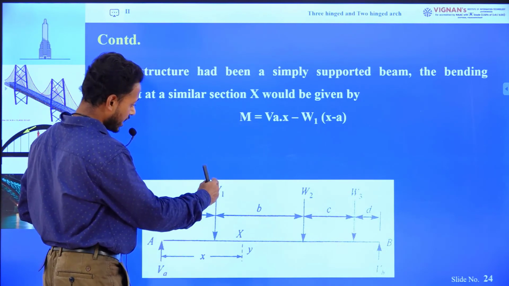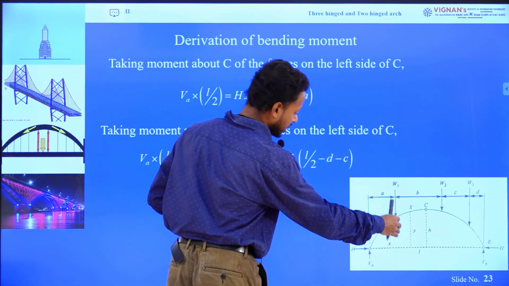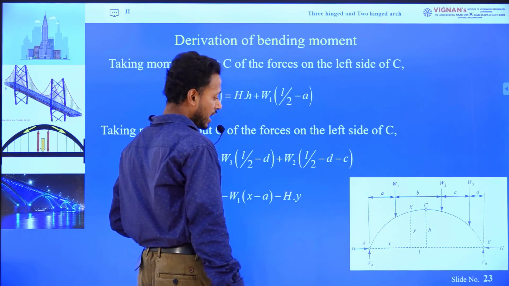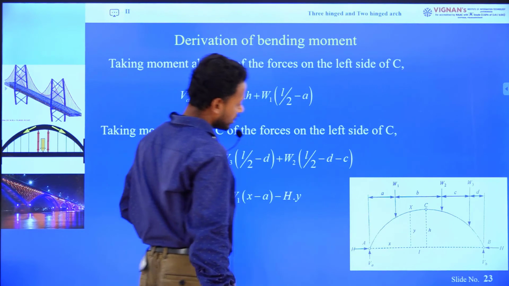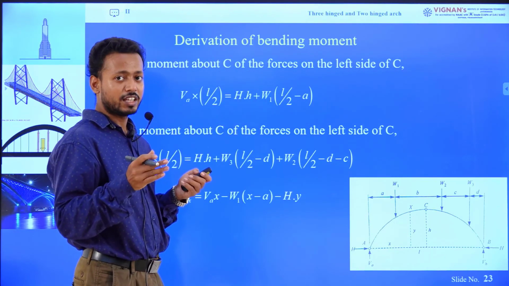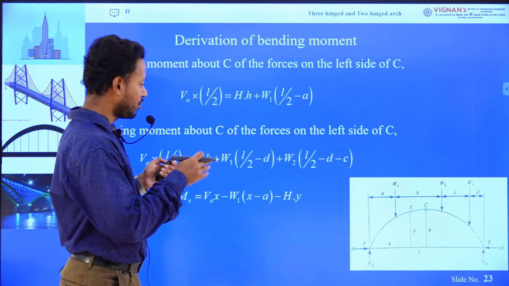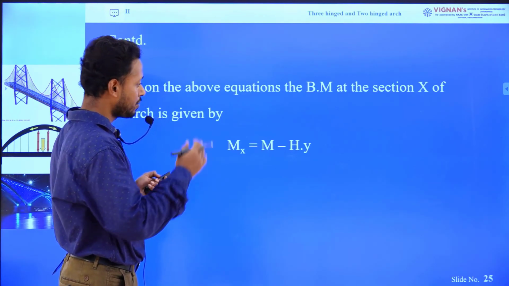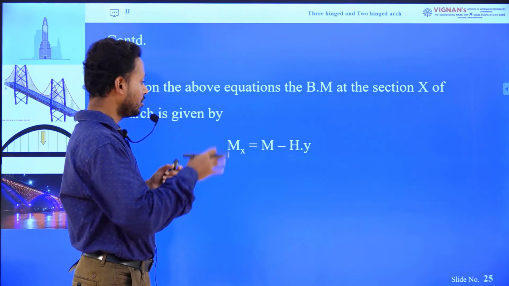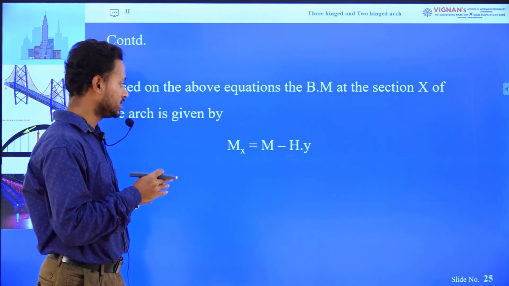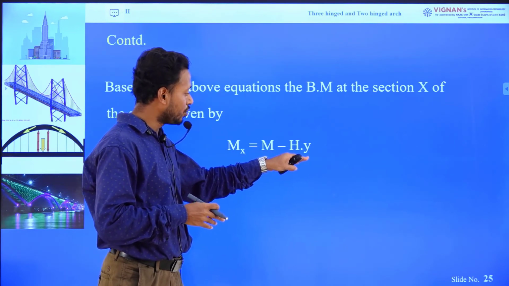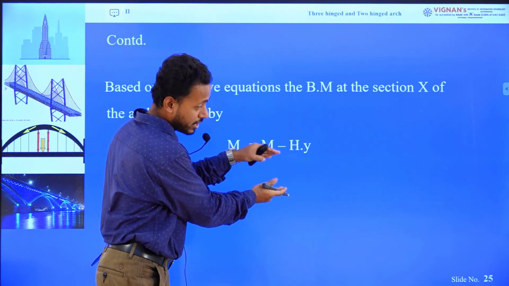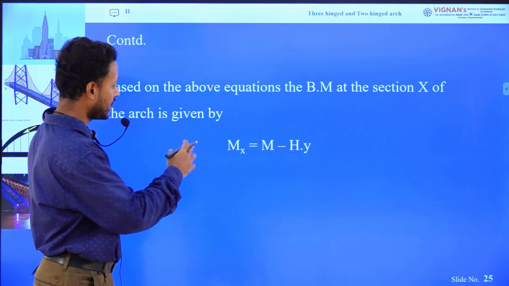Because if you consider any cross section X, the bending moment will be the beam moment due to the external force minus H into Y. So in the general case, if you consider the bending moment at any cross section of an arch structure, the bending moment Mx at cross section X will be the beam moment due to the external force minus the horizontal thrust component, that is horizontal thrust into the ordinate at that cross section. So M minus H into Y.